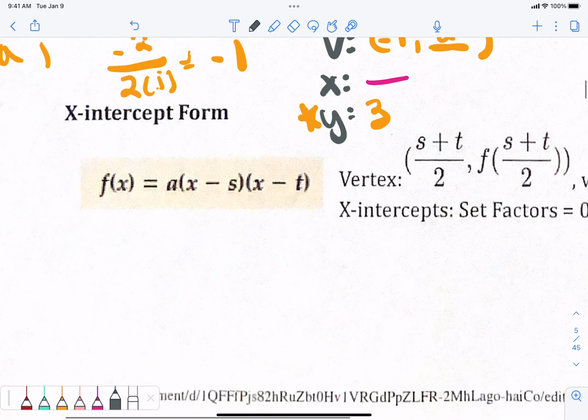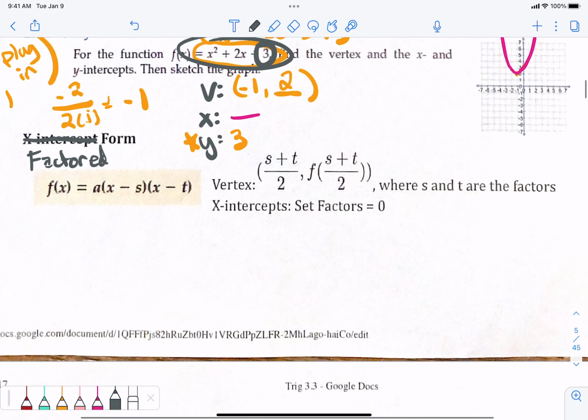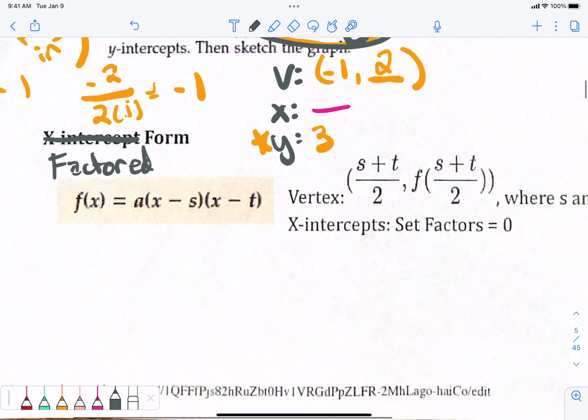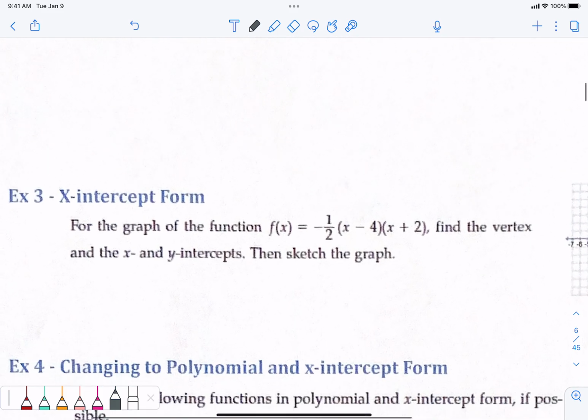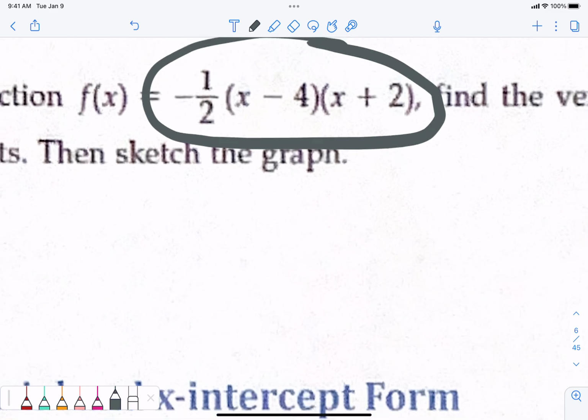Versus this one is x-intercept form. I call it factored form, however you want to call it, because it's factored down, okay? Factored form. I'm going to show you an example, okay? Example down here. Example 3, the x-intercept form or factored form. Here is an example of this, okay? Now, just so you know, these two are factored down.